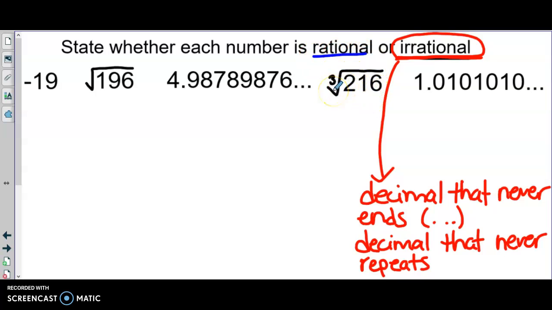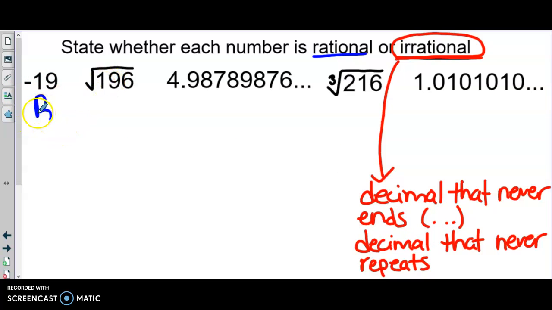So there's lots of definitions for rational, like you can write it as a fraction, blah, blah, blah. All you really need to know is that if it's not irrational, it has to be rational. So let's look at this. The first one says negative 19. Well, negative 19 ends. It doesn't go on forever. So we know that this one is rational.